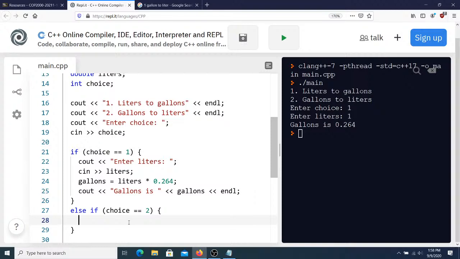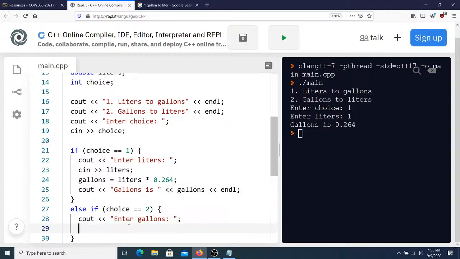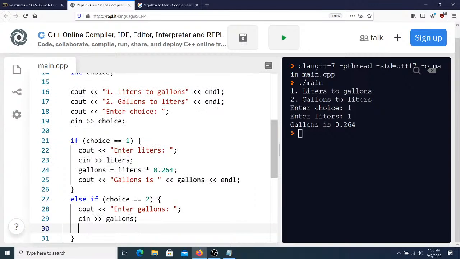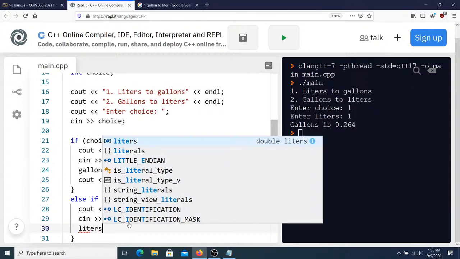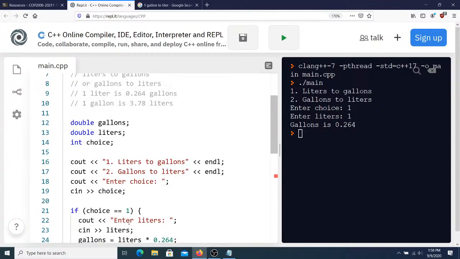And same thing here. We're going to say enter gallons. We're going to enter gallons from the keyboard, and we're going to store it in our variable gallons. We want to give them back liters, so that's what we have to calculate. And they've given us gallons times 3.78.